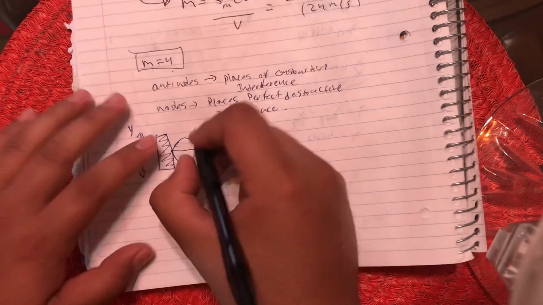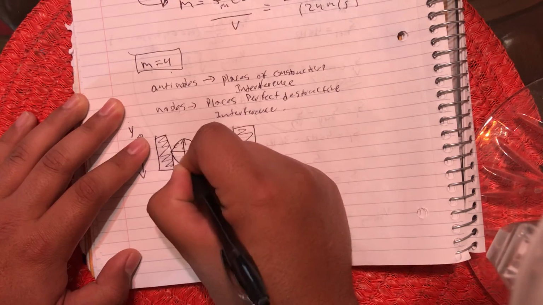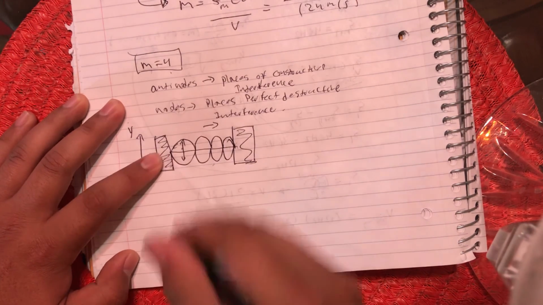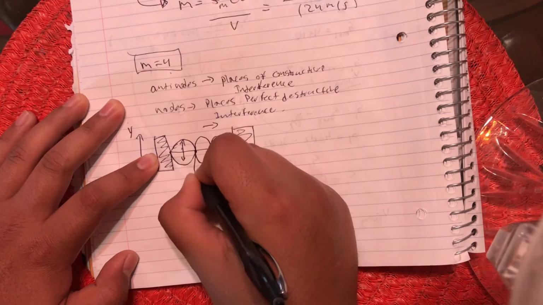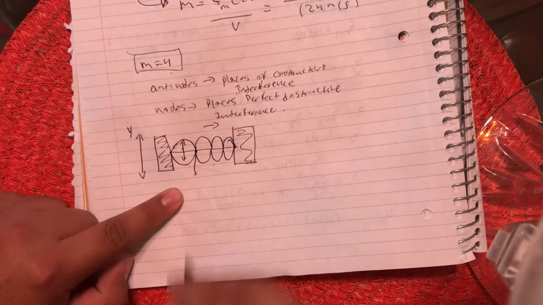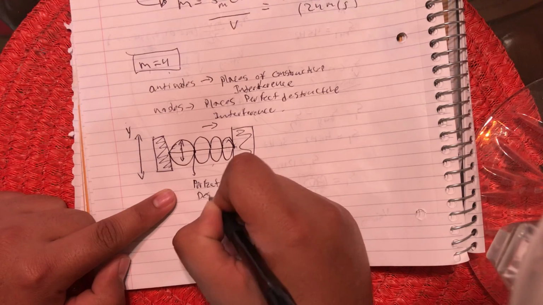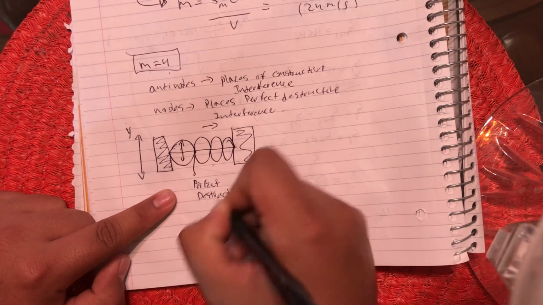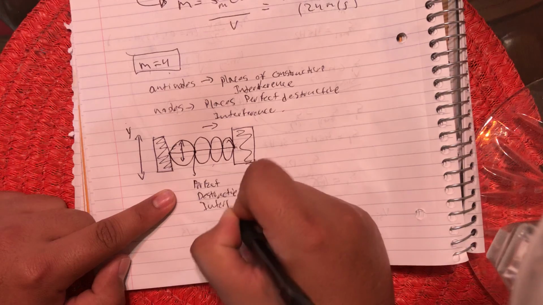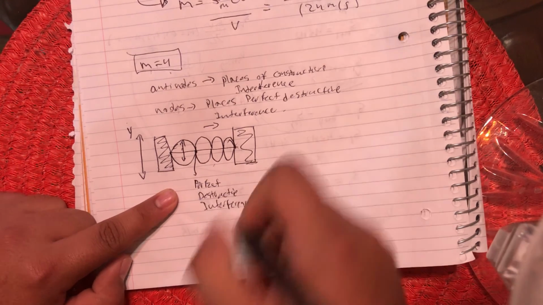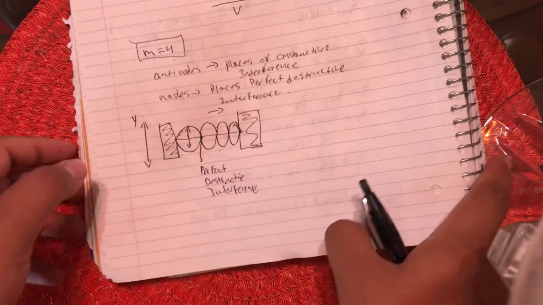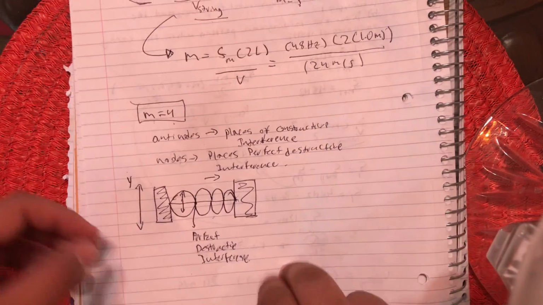So as we see here, these are areas of max constructive interference. And then these areas right here are perfect destructive interference. Yeah, so we just calculated for number 10.